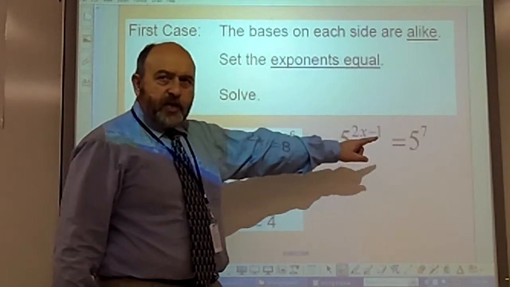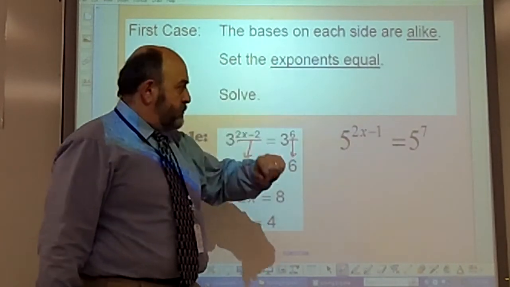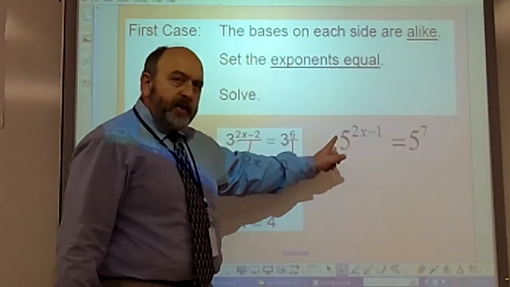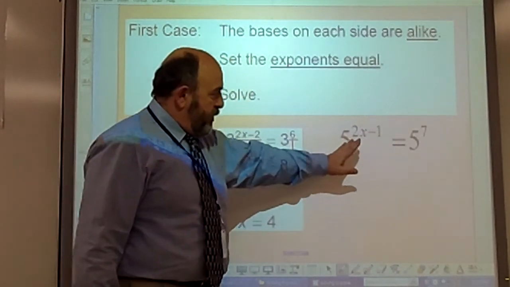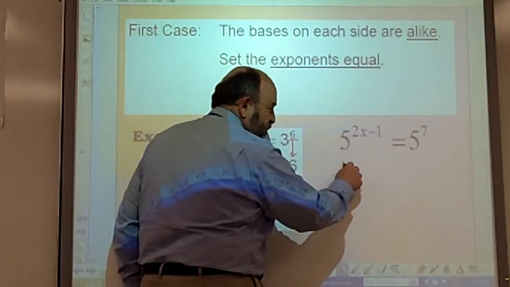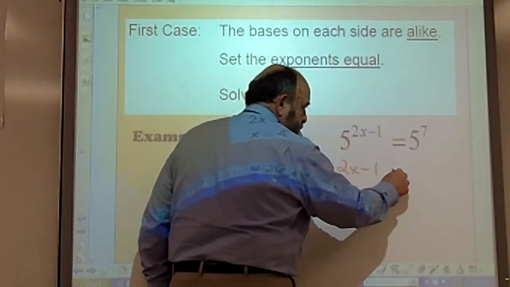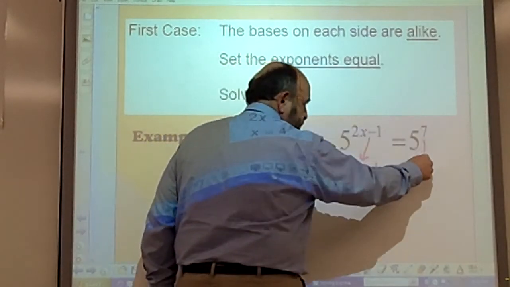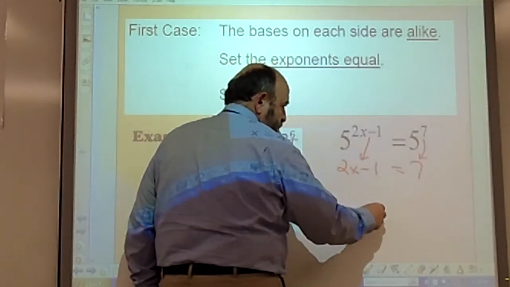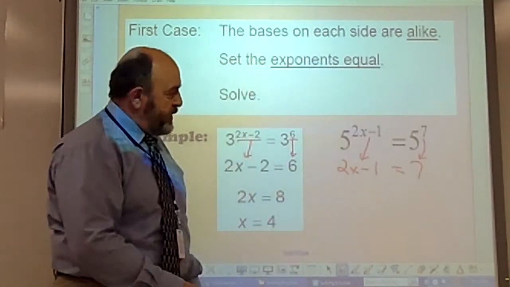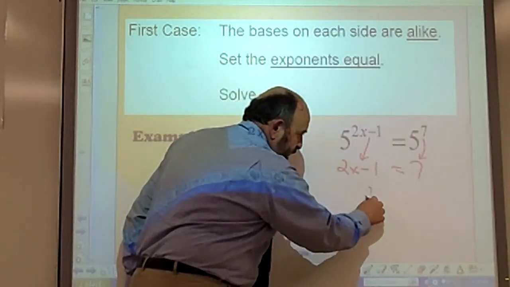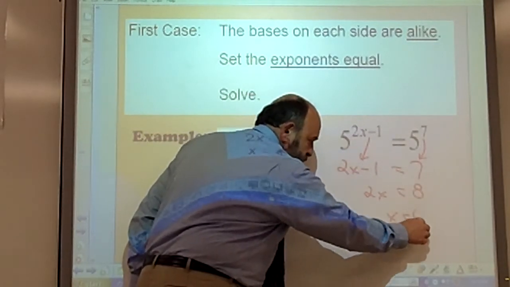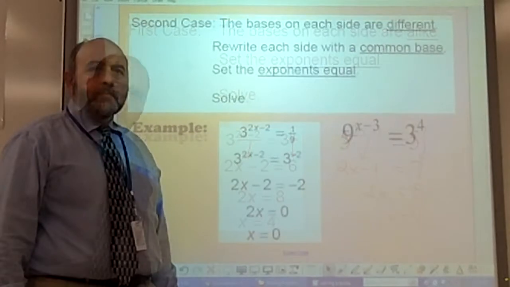We have an example right here. This is not the first example, but notice again, the bases are already the same, therefore we can set the exponents equal to one another. 2x minus 1 comes from here, 7 comes from there. Of course, normal algebraic manipulation. We add 1 to both sides, divide by 2. So x is equal to 4.